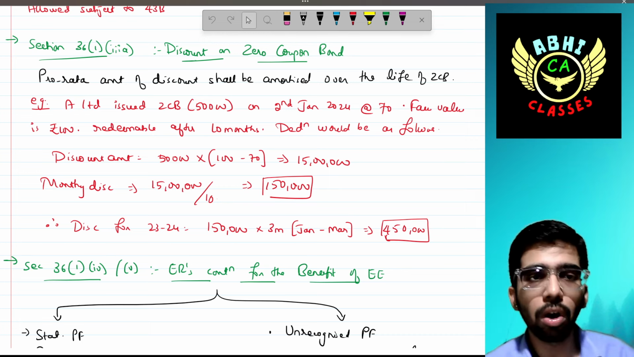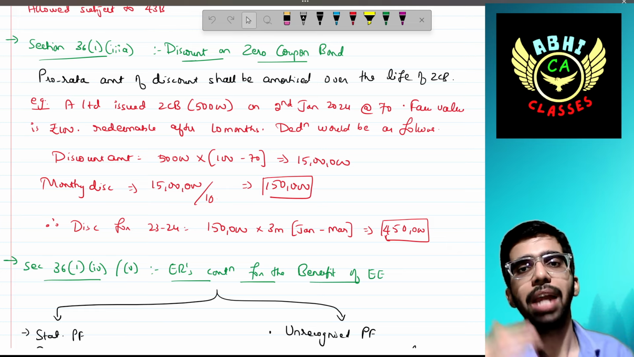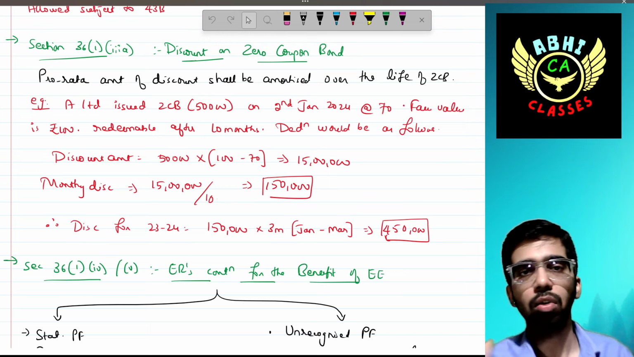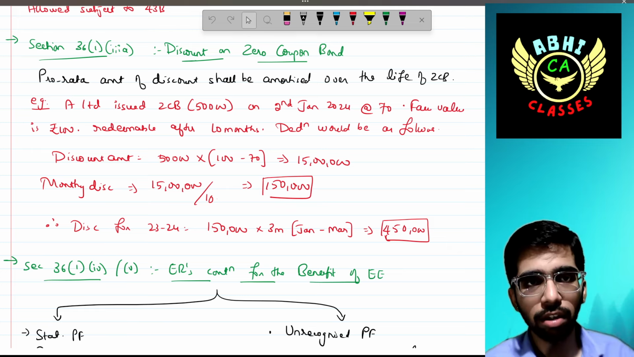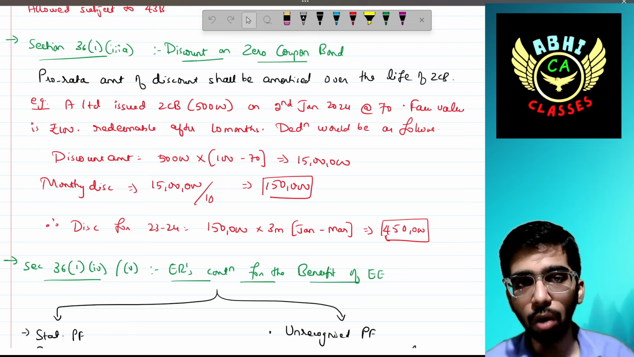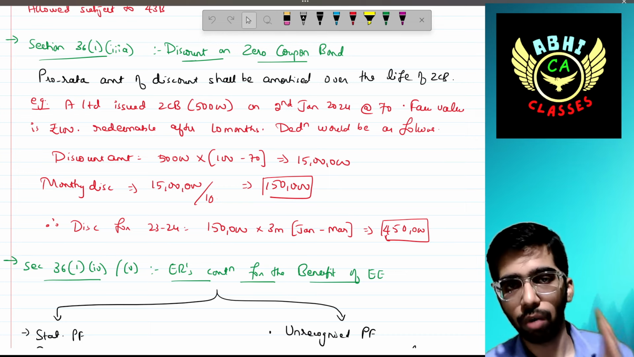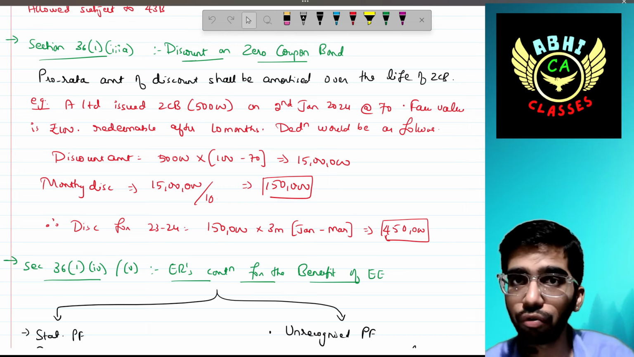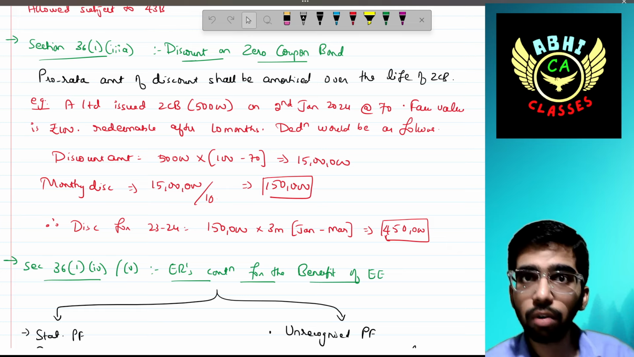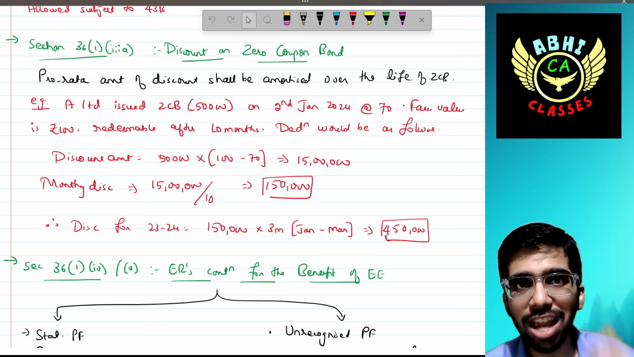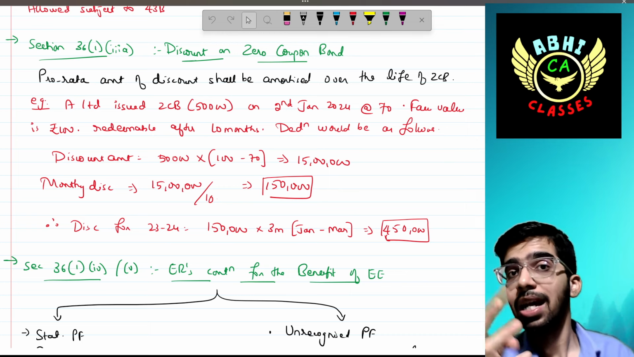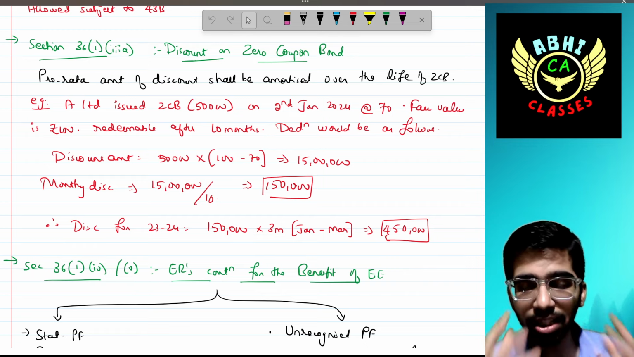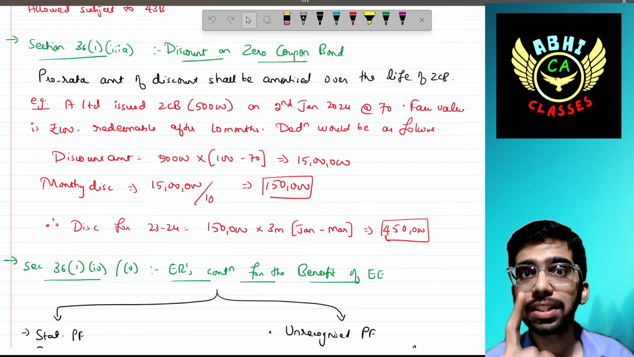Then a pro rata amount of the discount shall be amortized over the life of that ZCB, that is zero coupon bond. We'll take an example. A Limited issues ZCB of 50,000 on 2nd January 2024, that is in the 2023-24 financial year, previous year, at the rate of 70, whereas its face value is 100 rupees. You can see the difference, that is 30 rupees. That's called a discount for one zero coupon bond.